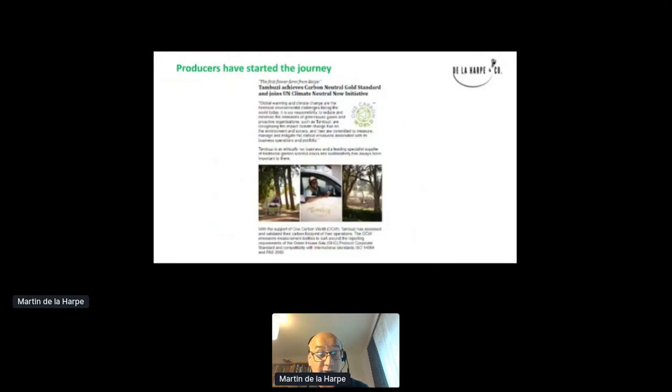I just wanted to look at some good news. Some producers have already started the journey. I was looking in the media to get some headlines for this conference, and the one I came across fairly recently was a grower in Kenya, Tambuzi, which has achieved carbon neutral gold standard and the UN Climate Now initiative. So they've measured their carbon footprint, reduced it where they can, and then taken the steps to offset it, and in that sense have already made that journey to carbon neutrality.